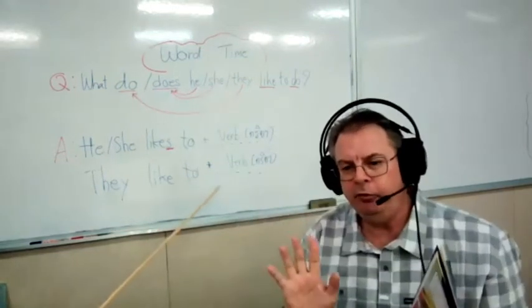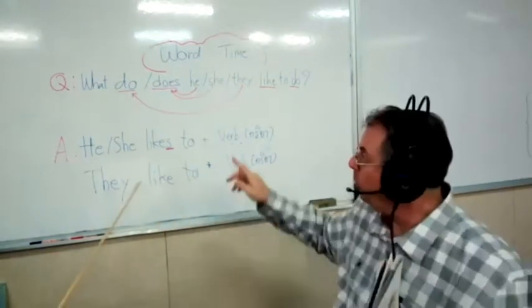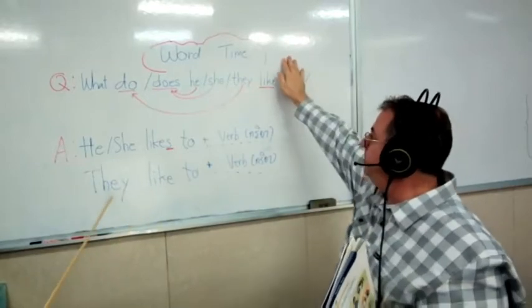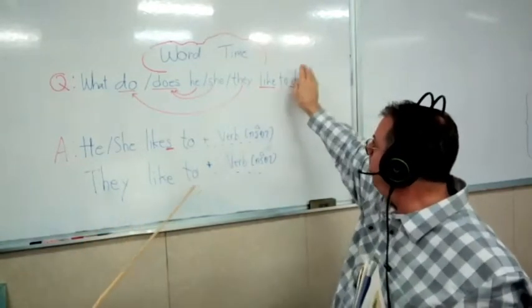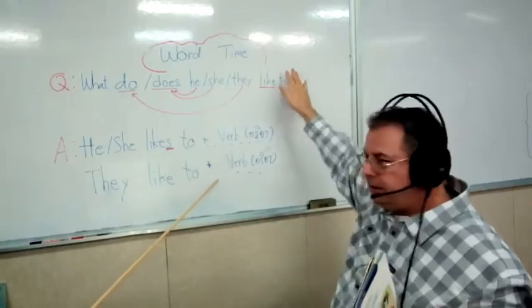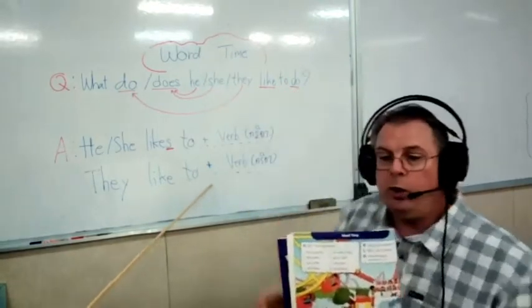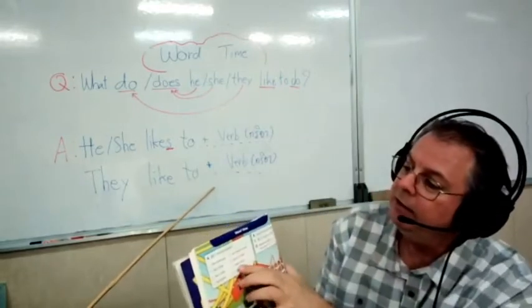Oh, we don't need the "to do" anymore. Just "they like to," and then the verb see. We're going to replace "do" with the verb see.